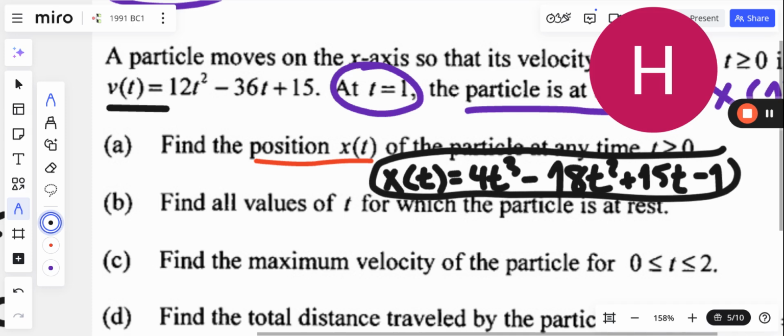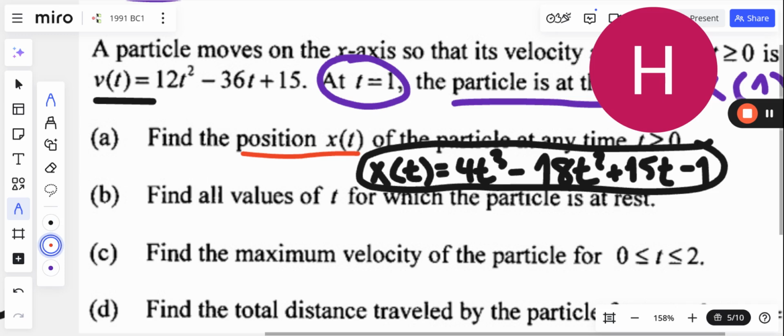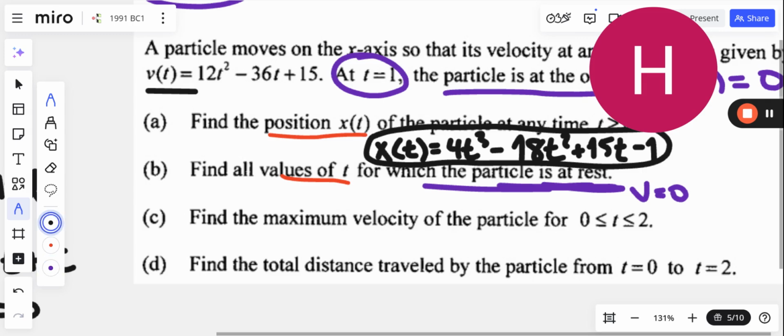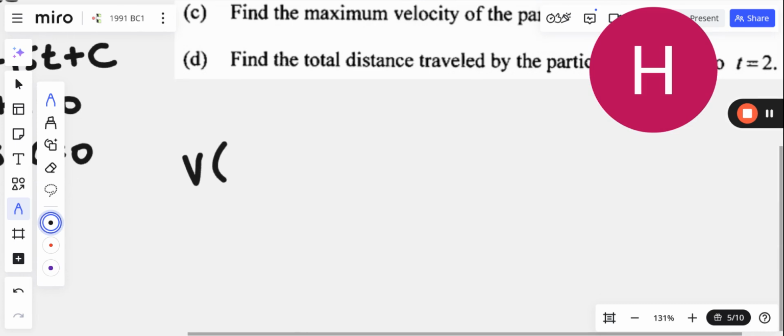All right. Very nice, very nice. Find the values of t. Very interesting. They want us to find values for t when the particle is at rest, which means v equals 0. So we have to find out when the velocity is 0. And we see that it's a quadratic. It's probably factorable. Let's check it out.